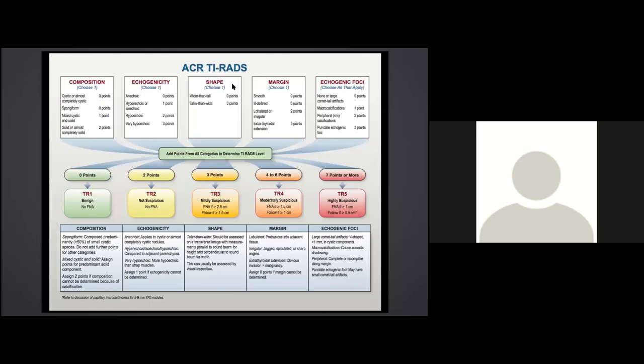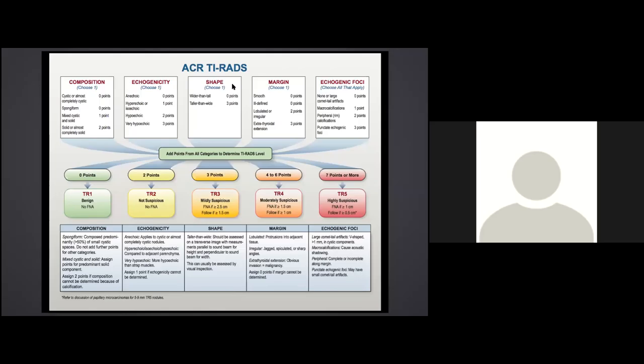So when it comes to composition, there are a few of these characteristics. Is it cystic or almost completely cystic? Then it is 0 points, because most cystic nodules are benign. You saw some of the spongiform; if it's spongiform, it's 0 points. If it is mixed cystic and solid, you get 1 point. And if it's completely solid or almost completely solid, it gets 2 points.